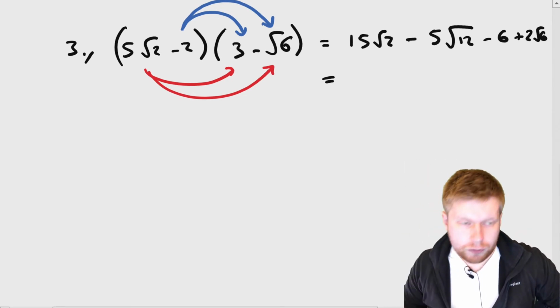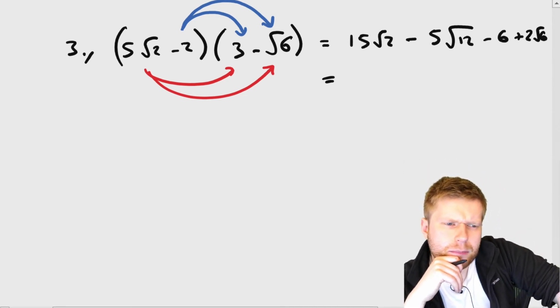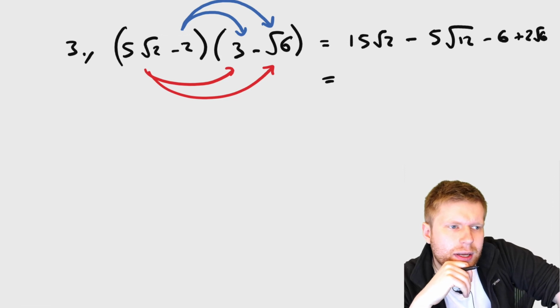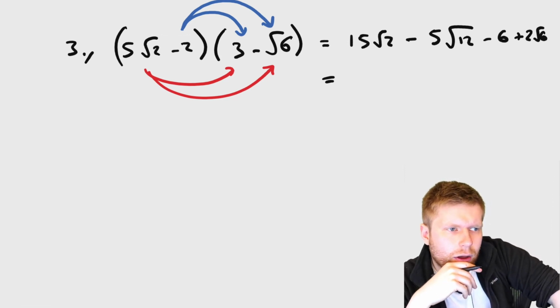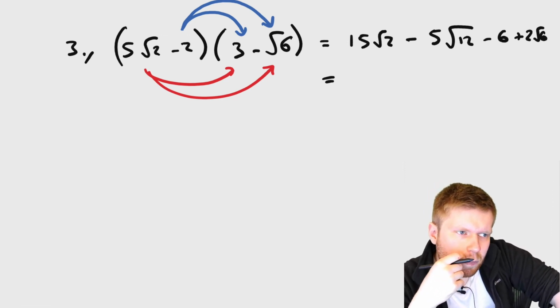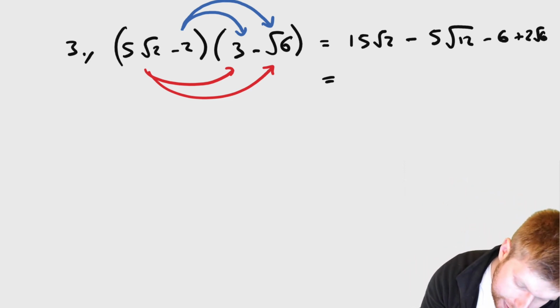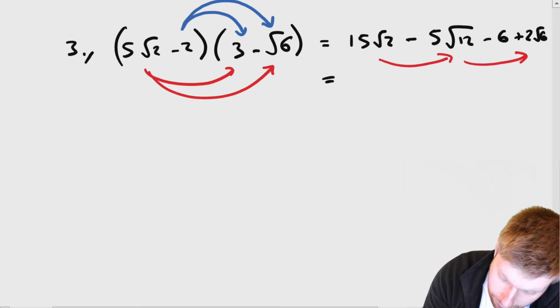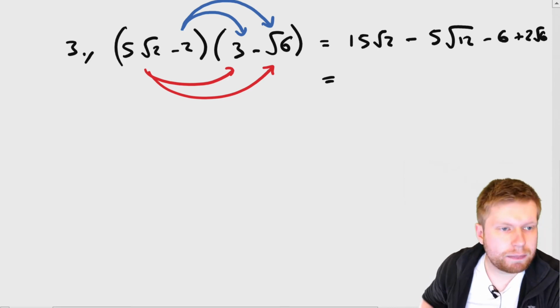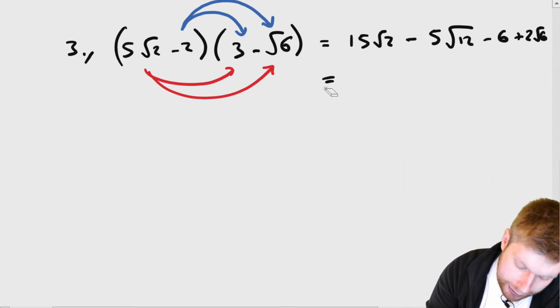Okay? Now, first of all, you're probably looking at this and going, I'm not sure what we can do here. Because if you have a look, there's no way of combining together these square roots at the moment. There's no like terms. So what we need to do instead is see if we can simplify anything down.